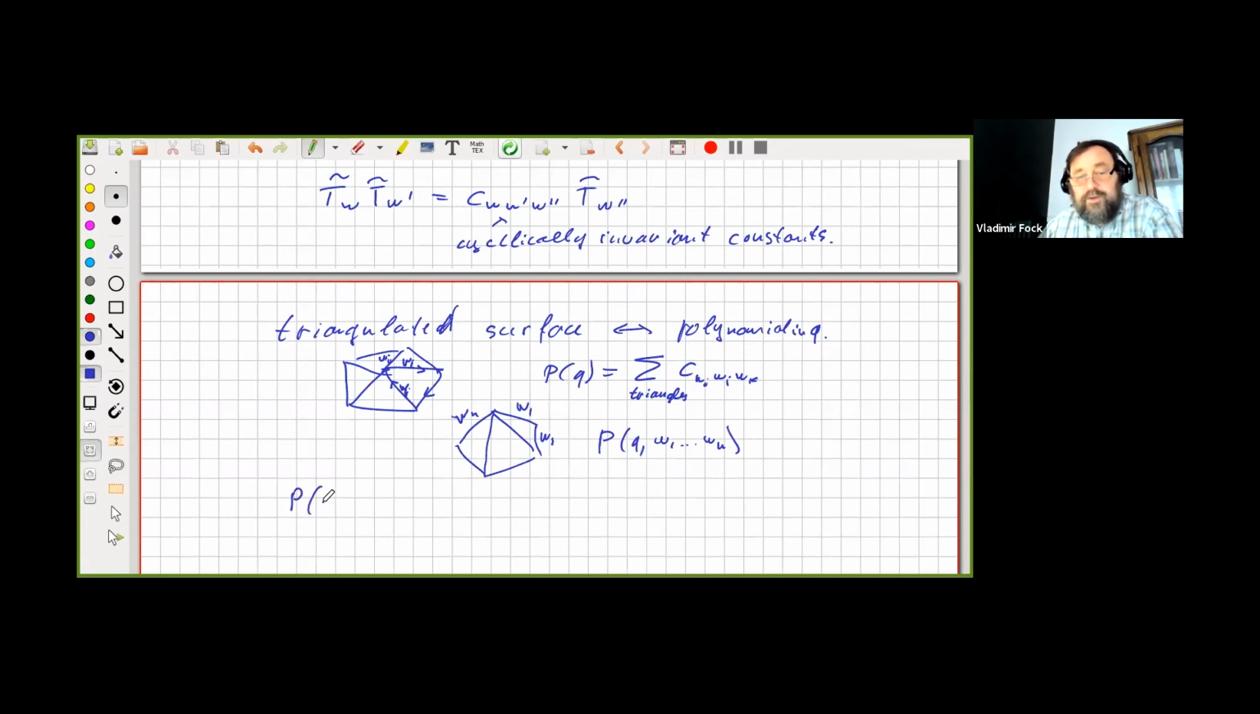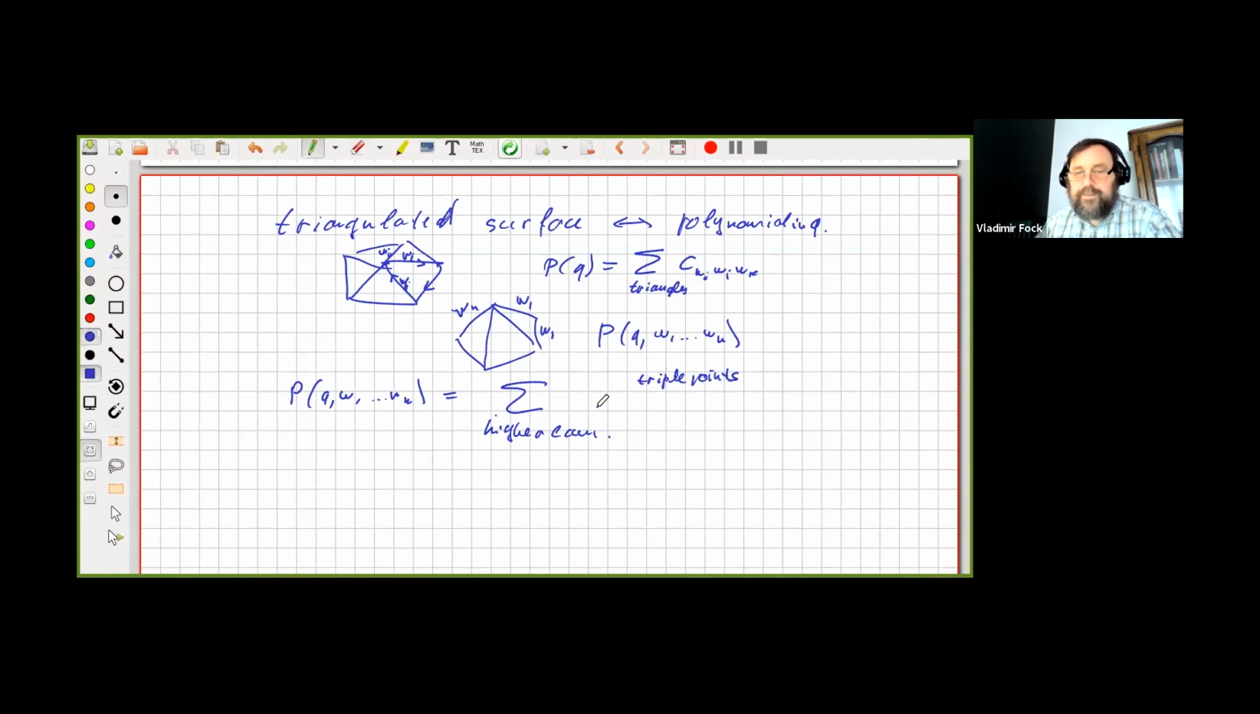And the claim is the following: that this polynomial P of Q, W1, etc., Wn is the following animal. First of all, this is a polynomial with positive integral coefficients, which of course we don't need to know how to prove, though we might work on this subject. It's equal to the following object. It's a sum over all high laminations of Q to the number of triple points of Q minus 1, sorry, to the power of the number of triple points.